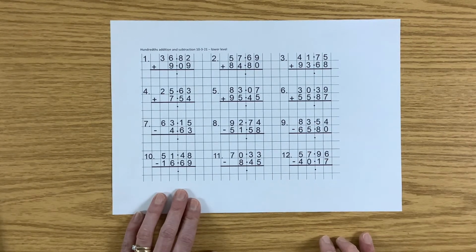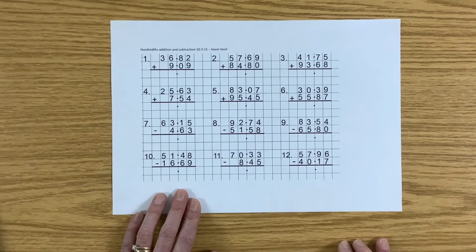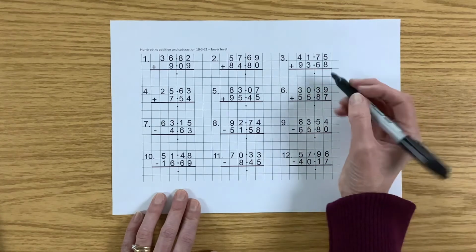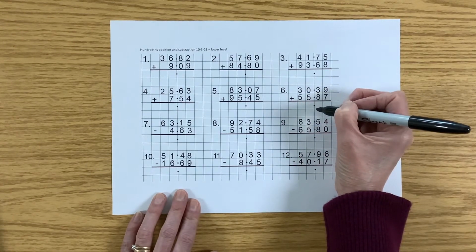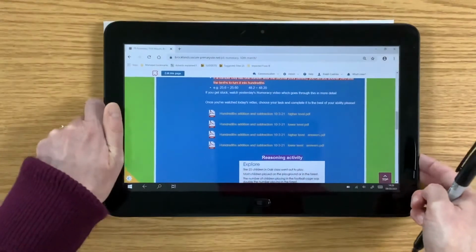Or you might have a squared page or just a file page at home that you can write these questions out on. If you're writing it out by yourself, don't forget, keep your decimal points in a straight line and don't forget to include the decimal point in your answer. So P6, that's our main task for today.